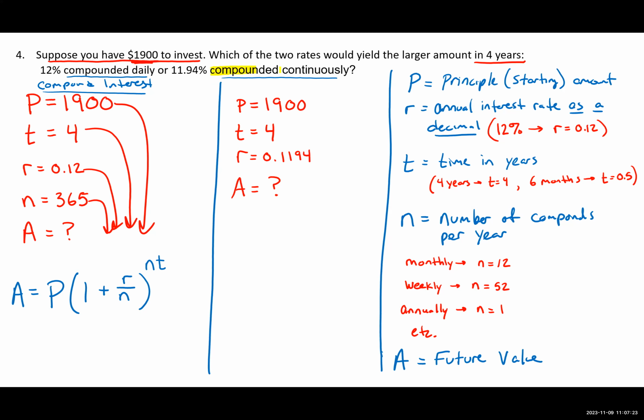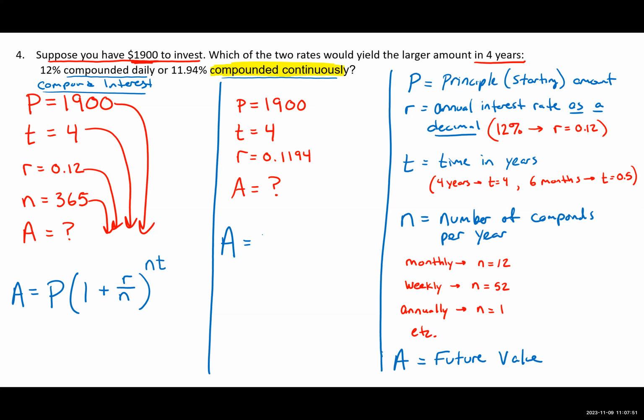So when you see the words in the problem, compounded continuously, you've got to see those words. When you see those words, we have a slightly different formula for calculating the future value. There is no n. Notice there's P, T, R, and A. There's no n.